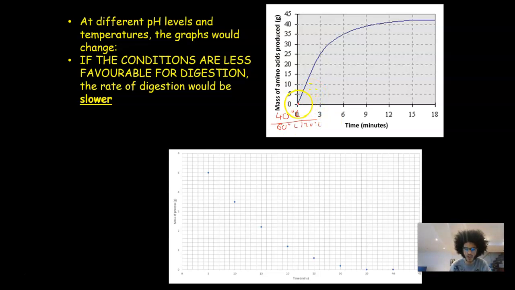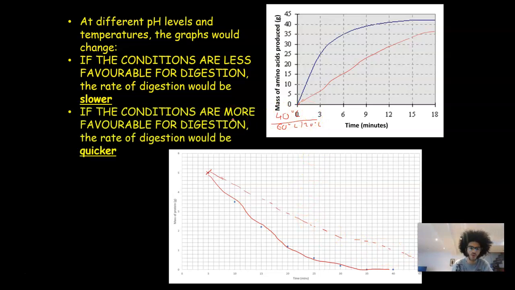Now, it might eventually digest all of it, but it's going to be a lot slower, and it will look a little bit like this, and it will take a lot longer to get to the required amount. And then on this graph, it's going to be a lot slower again. So what you're going to have is, let's say it starts at this point. So this is your initial curve, which looked like this, but then on a much slower digestive sort of tract, it will look a bit like this. So it'll take a lot longer to get to 0.